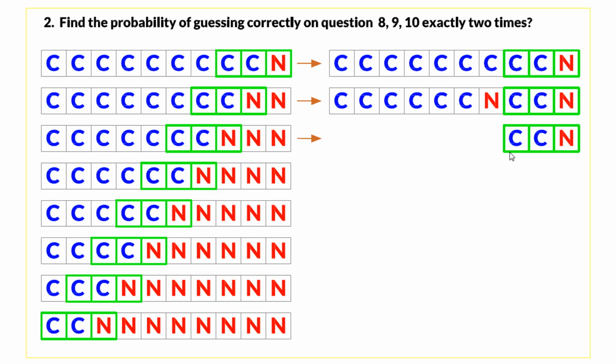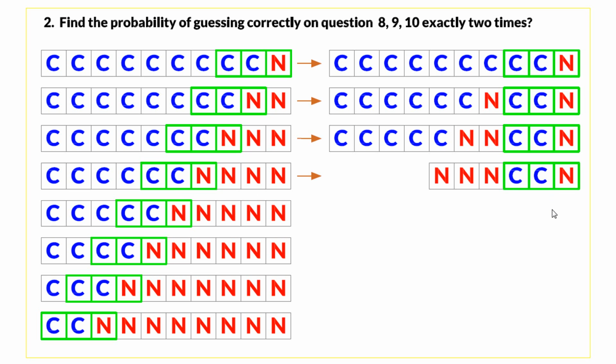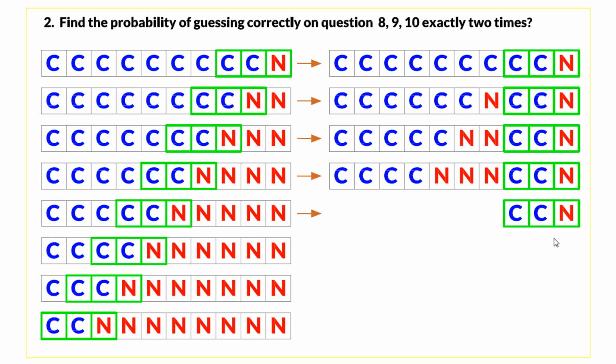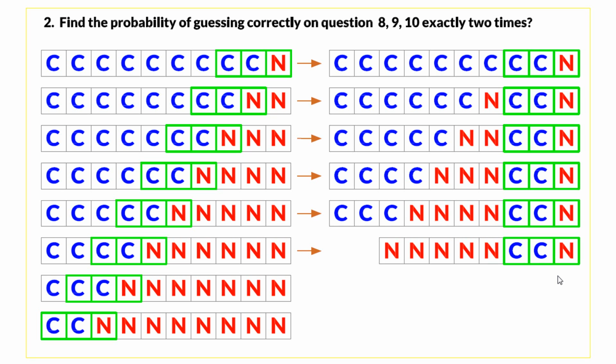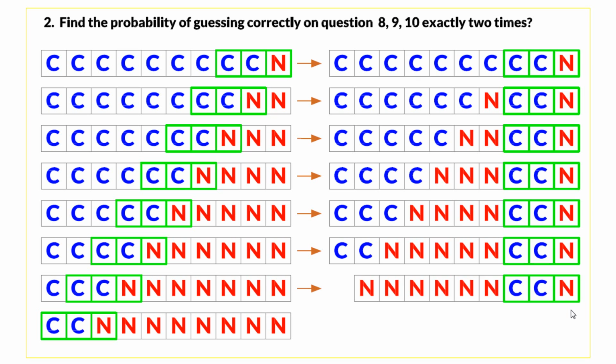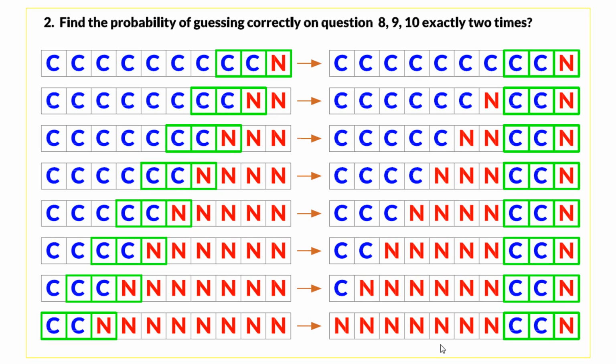And for the third sequence we have also to move the CCN to the very end in order to be in the location of 8, 9 and 10 questions, and we take these 2 N's to the back and we write the rest of the sequence. And we keep moving the CCN to the end for each sequence, keep doing the same thing exactly until we finalize all the sequences.